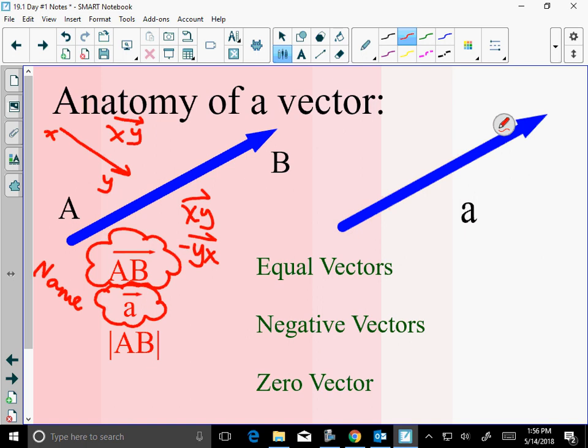Another way you might see a vector named is with one letter, typically a lowercase letter. This could be vector b. Typically with one letter, they don't put the arrow over the top, but I like to just because I like that symbol. It's kind of like mathematical gains in vector form.